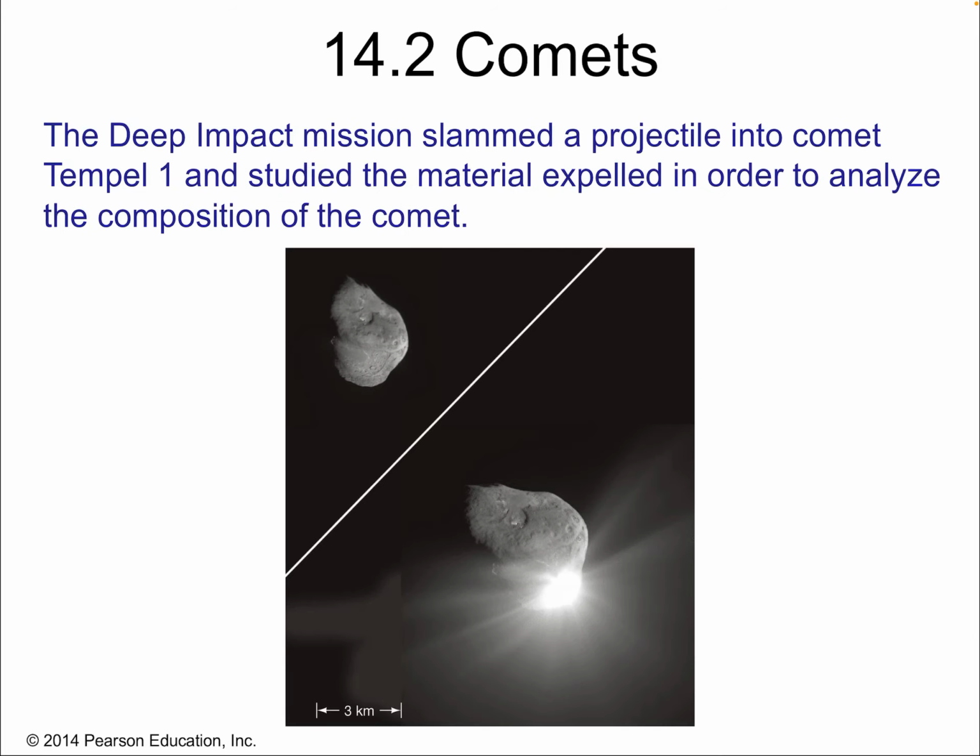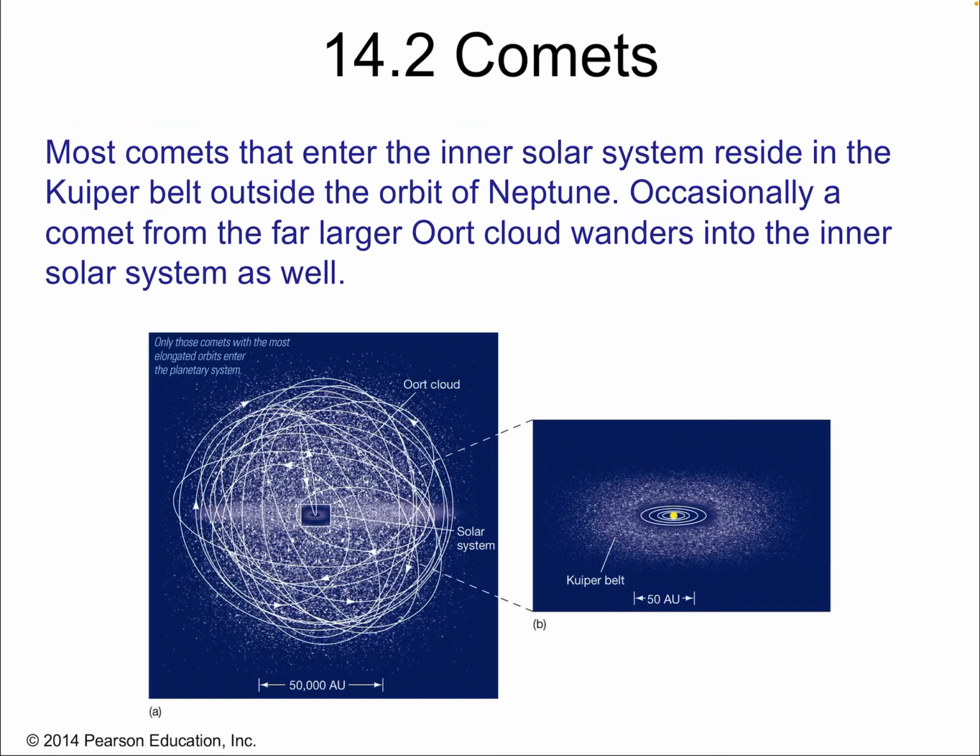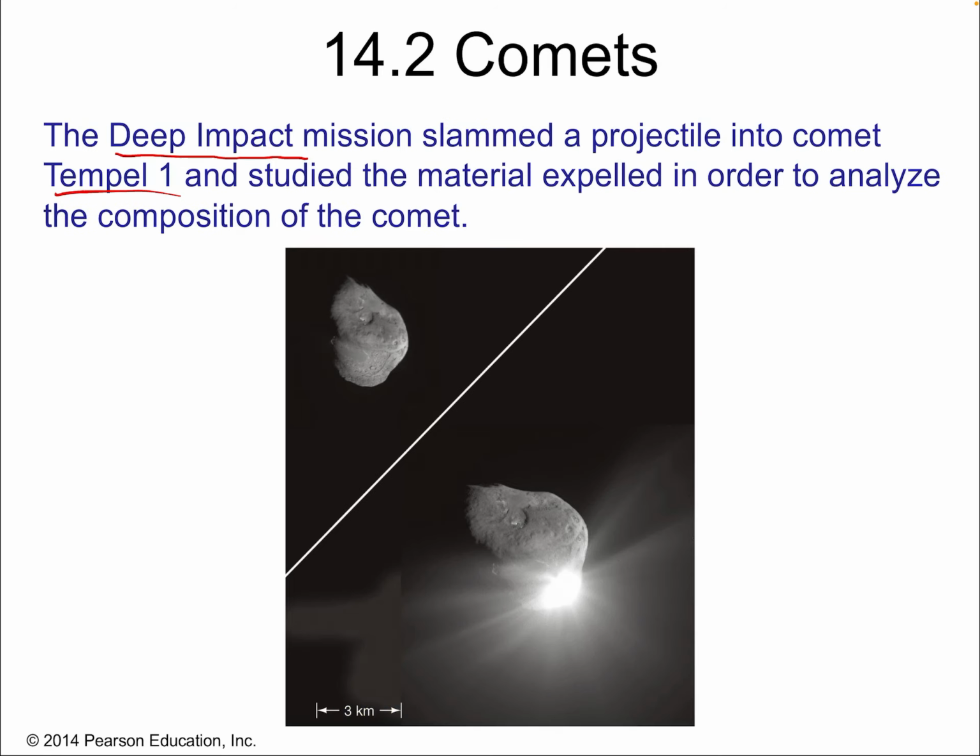There was also the Deep Impact mission, a recent mission that slammed a projectile into the comet Tempel 1 and studied the material expelled in order to analyze the composition of the comet. It used photographic evidence, looking at the spectrum of the material that was expelled, bouncing lasers off that material, and really getting a good idea of what that comet was made of by shooting it and breaking a little piece of it off. And you can see here that, look, this is a comet, by the way.